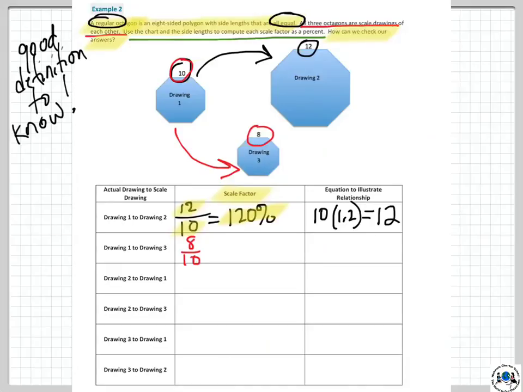Okay, now we're going from 1 to 3. And again, since we are creating a reduction, we can see that our fraction makes perfect sense: 8 over 10. It makes sense because it gives us a scale factor of 80%, which is less than 100%. Here we're going to put our numbers in again. Our original value, 10, times our scale factor, in this case as a decimal 0.8, gives us 8, which is the scale drawing in this case.